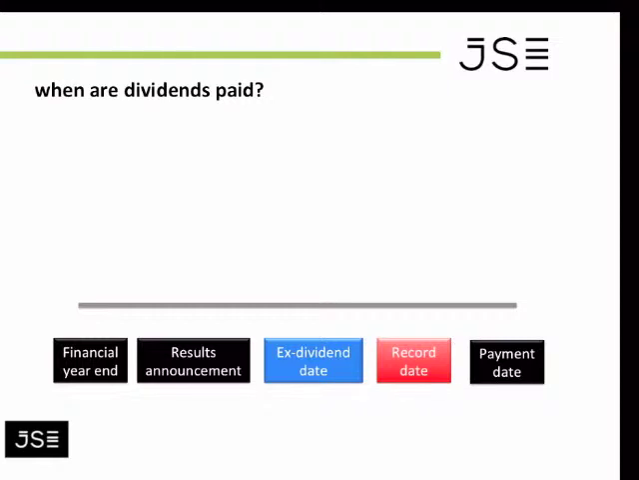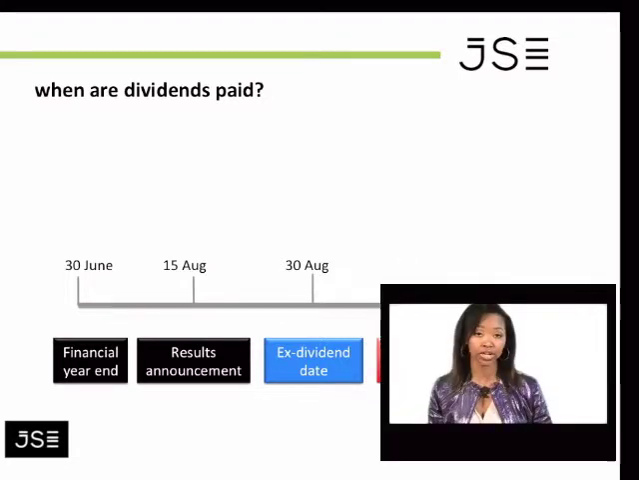So let's look at some dates to try and clarify this. Let's say, for example, a company has a year end in June. So the 30th of June is their financial year end. On the 15th of August, they announce their results to say how much profit they've made and whether or not they'll be paying a dividend, and if they are, how big that dividend is going to be. And the ex-dividend date is the 30th of August. So if you want to buy that share and still earn the dividend, you'd need to do it before the 30th of August. Otherwise, if you buy the share after the 30th of August, you don't qualify to get that dividend.